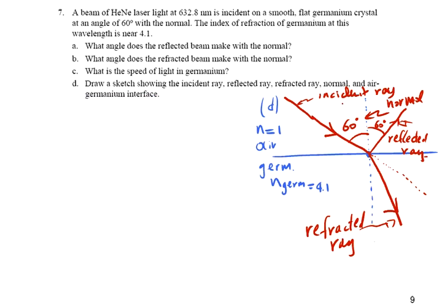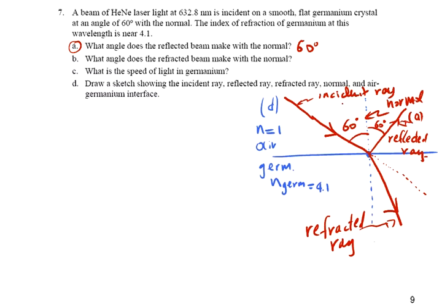Let's move on to question A. What angle does the reflected beam make with the normal? Well, the reflected beam is this one right here, which has to be the same as the incident beam. So we can say that this is 16 degrees. So we have answered already that part. This is the answer to A.